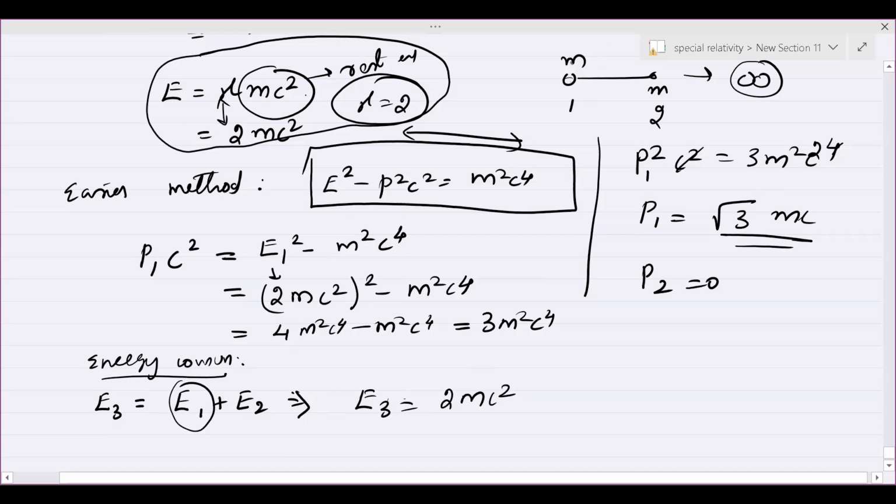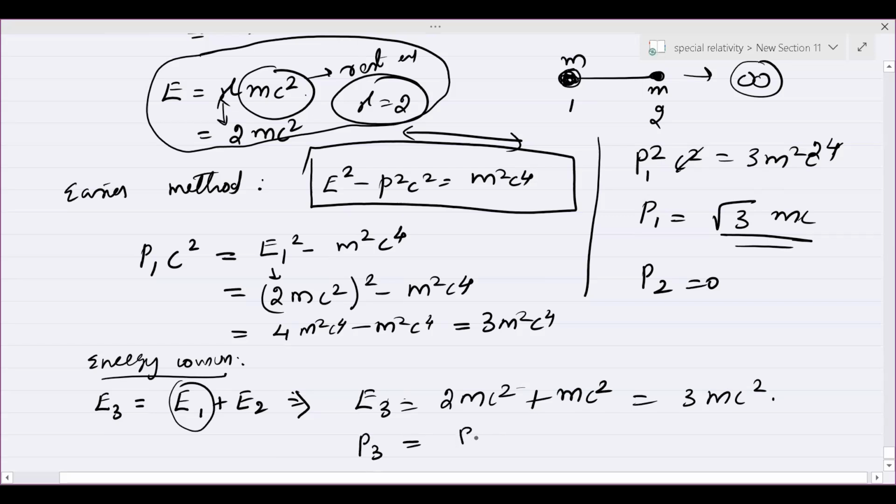This is the energy, total energy of this particle, right? It's given as twice the rest energy. So 2 mc square plus the total energy of this particle. This particle is at rest, so this is mc square. So this is simply 3 mc square. Okay, what about the momentum of the third particle?